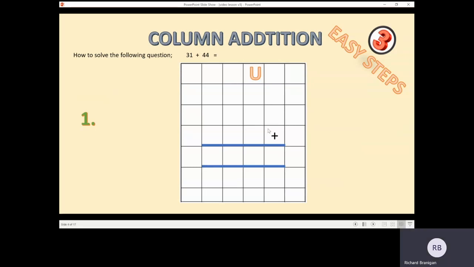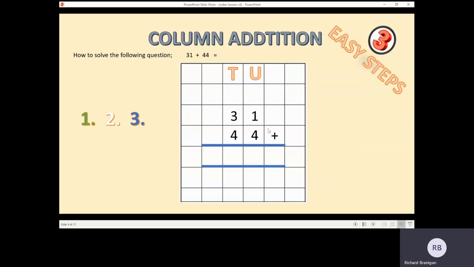Okay, next we need to do step 2, so I need to lay out my numbers in the correct order. Now I like to label my columns with my hundreds, tens and units just to help me out. You may want to, you may not. So the first number, 31, I have 1 unit, so that's going to go in there, and 3 tens, so that goes in that column there. And to that I'm going to add 44, so I put my 4 units in the units column and my 4 tens in the tens column.